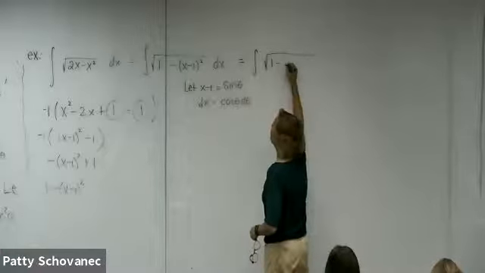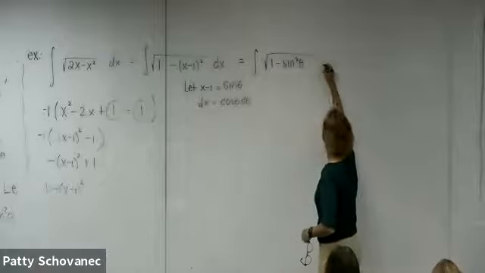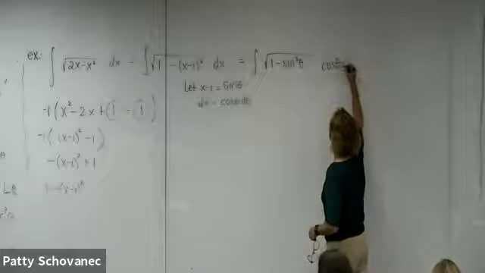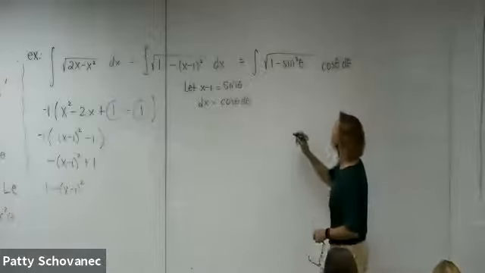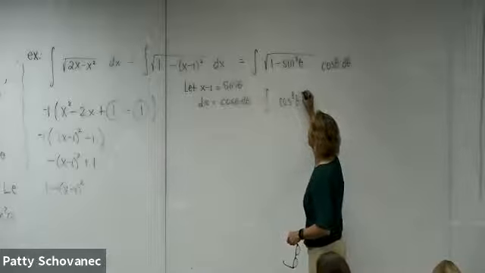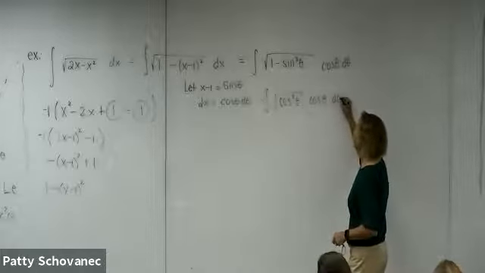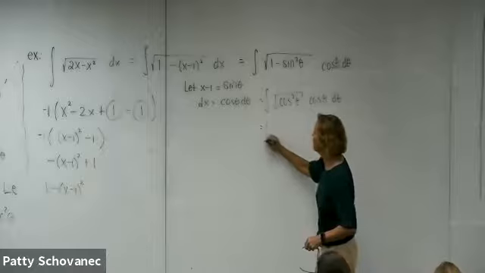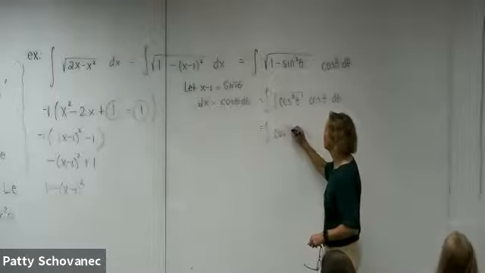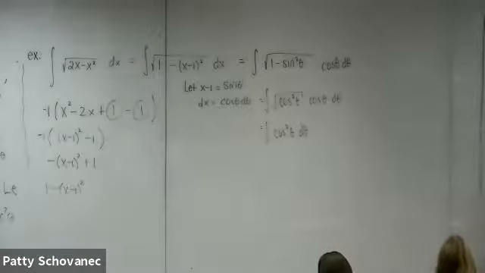All right, well, x minus 1 is the sine of theta, so this becomes 1 minus sine squared of theta. dx is cosine theta d theta. 1 minus sine squared is cosine squared. The square root of cosine squared is cosine. The product of 2 cosines is a cosine squared. Okay, so that was what? Theta over 2 plus sine of 2 theta over 4.